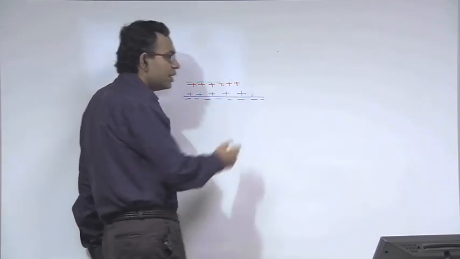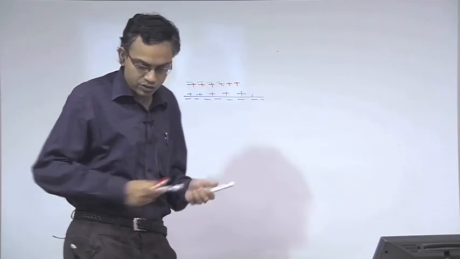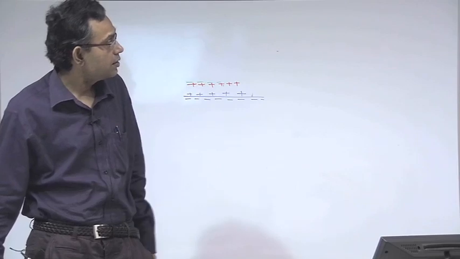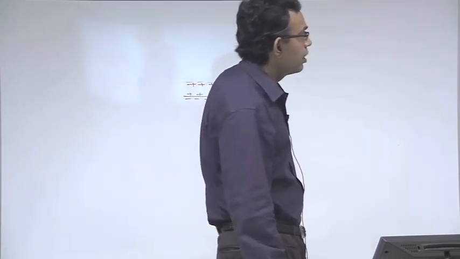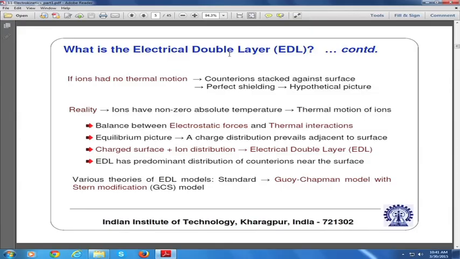Then what are the names of these different layers? So we will discuss that through the slides displayed. So we will refer to the slides. Now if ions had no thermal motion, all the counter ions would have stacked against the surface, right? But that is a hypothetical picture. In reality, ions have non-zero absolute temperature, so they have thermal motion. So there is a balance between Coulombic attraction and thermal interaction.